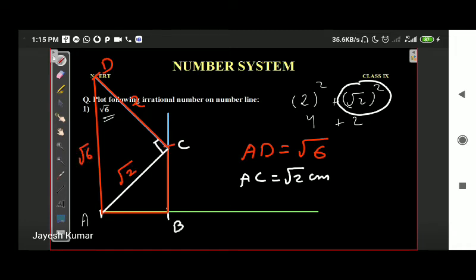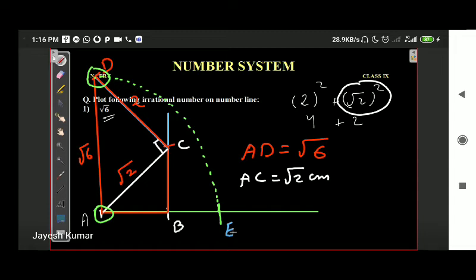Last step, you already know what we need to do. We need to take this line to the number line. We put our compass point at point A, we put our pencil at point D, and we move the compass in a circular manner to mark a point on the number line. Let's say this point is E. So this is how you plot under root 6.